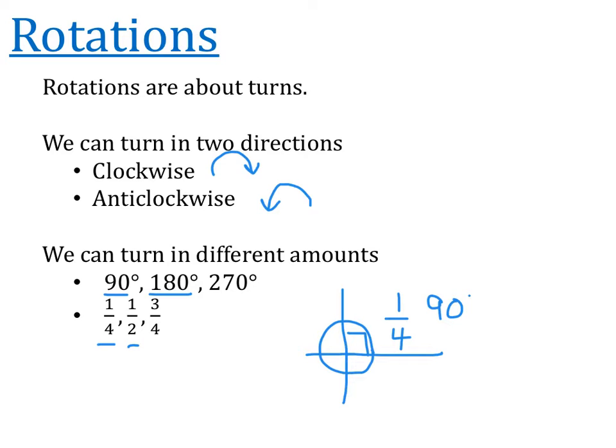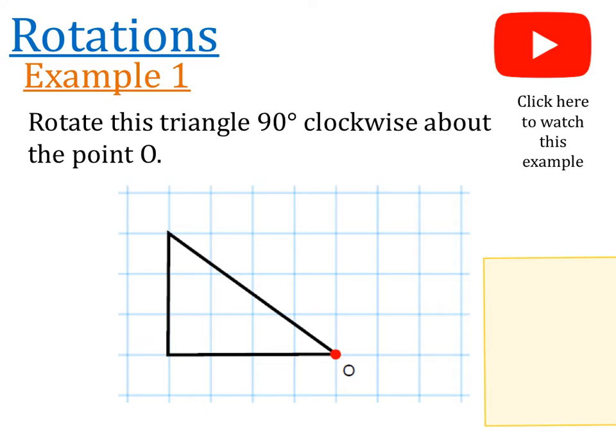All right, here we go. All right, let's try out an example together. So this question says, rotate this triangle 90 degrees clockwise about the point O. So we've got 90 degrees, we've got clockwise, and we've got the point O. So clockwise is going to go this way, and the point O is really important.